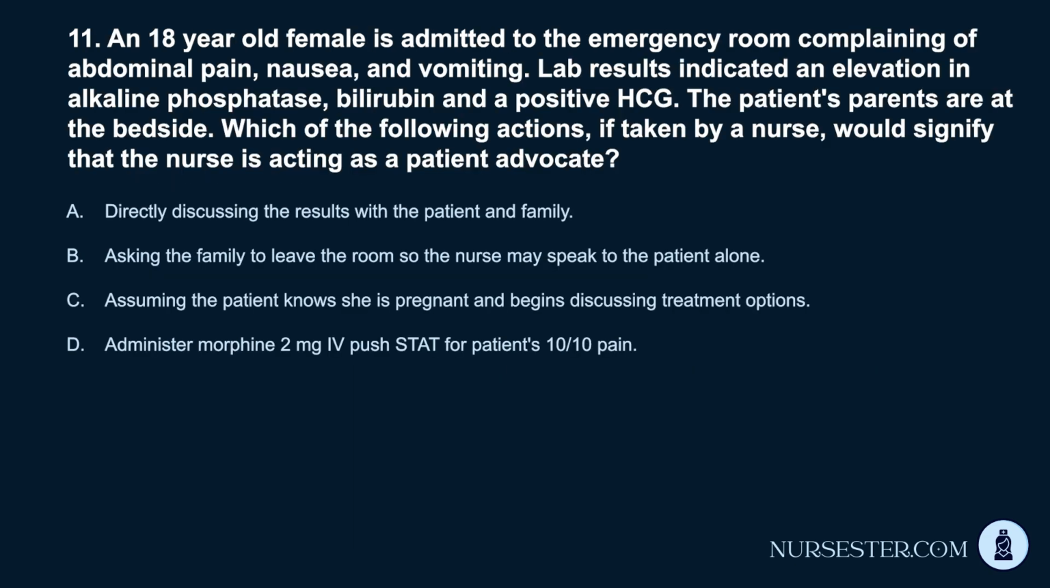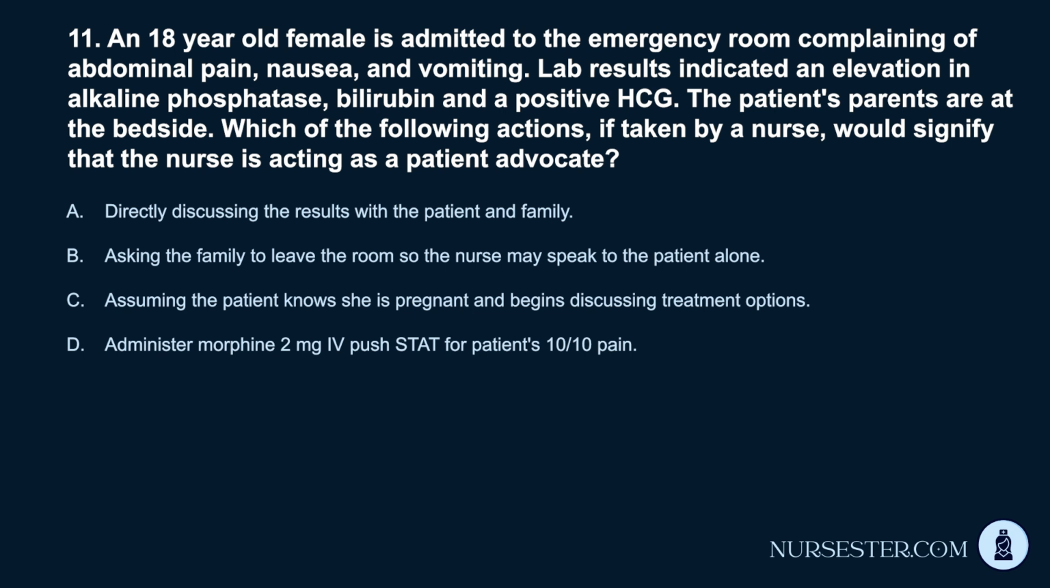11. An 18-year-old female is admitted to the emergency room complaining of abdominal pain, nausea, and vomiting. Lab results indicated an elevation in alkaline phosphatase, bilirubin, and a positive HCG. The patient's parents are at the bedside. Which of the following actions, if taken by a nurse, would signify that the nurse is acting as a patient advocate? A. Directly discussing the results with the patient and family.